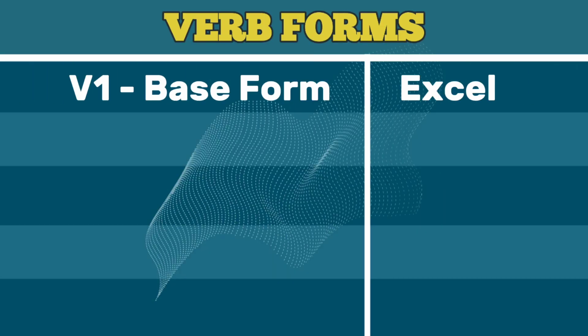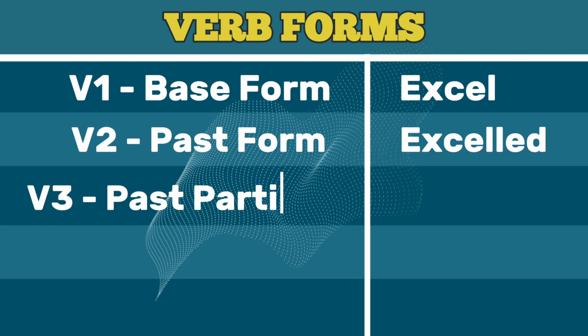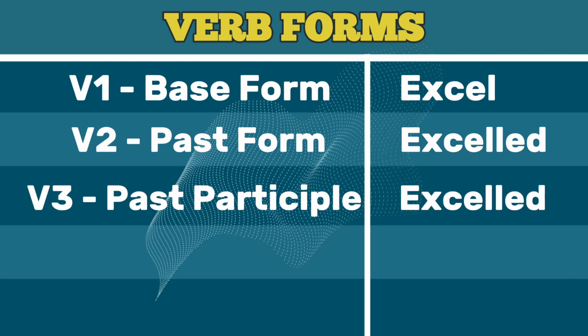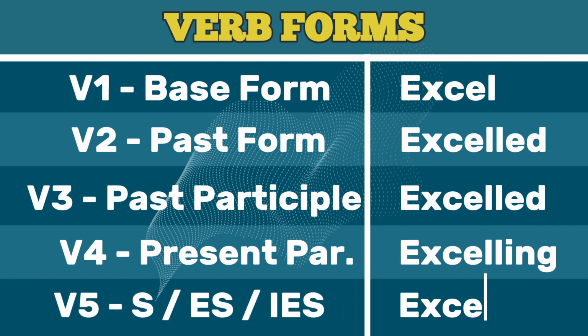V1 base form: excel. V2 past form: excelled. V3 past participle: excelled. V4 present participle: excelling. V5 third person singular (s/es/ies): excels.